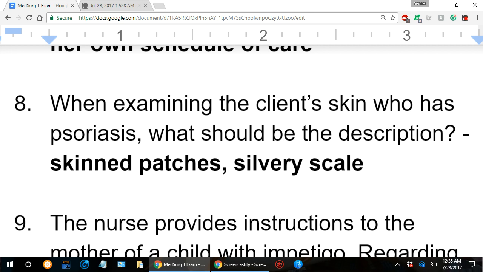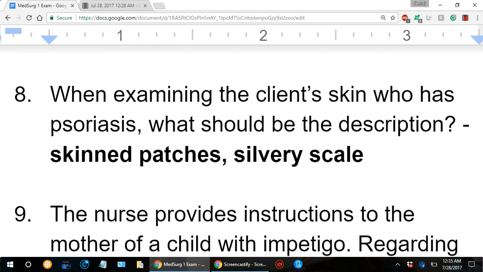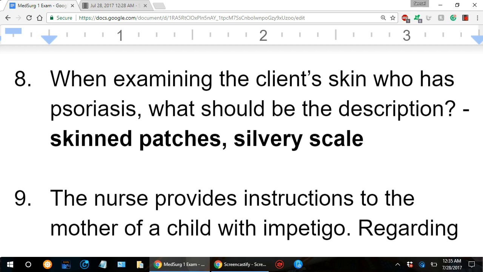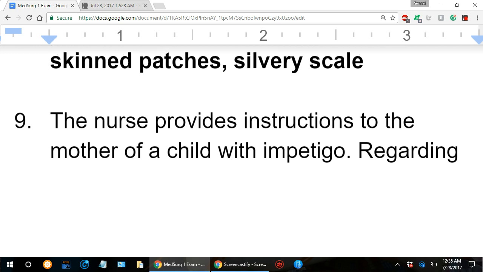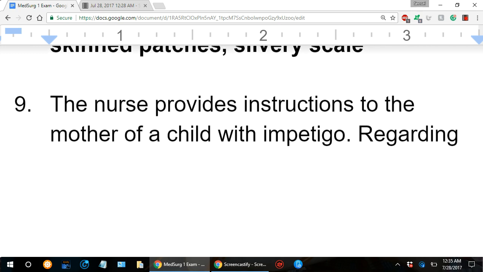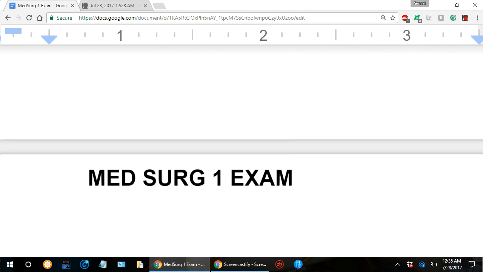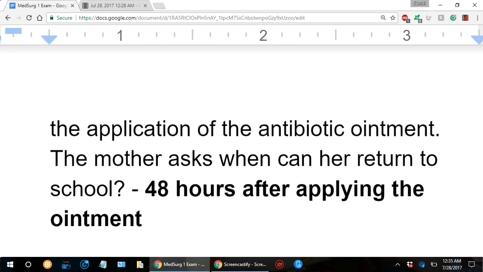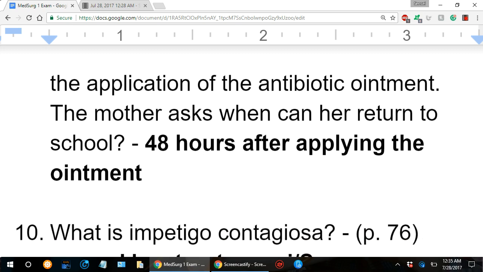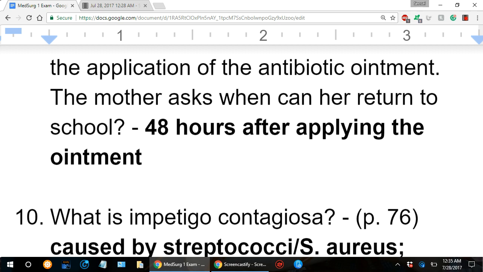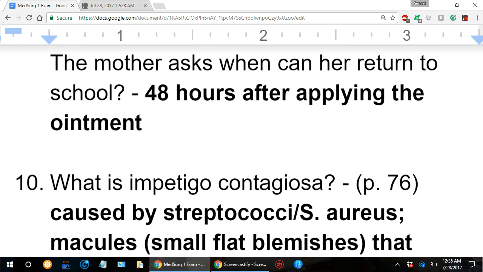When examining the skin of a client who has psoriasis, what should be the description? Skin patches with silvery scale. The nurse provides instructions to the mother of a child with impetigo regarding the application of antibiotic ointment. The mother asks, when can she return to school? The answer is 48 hours after applying the ointment.